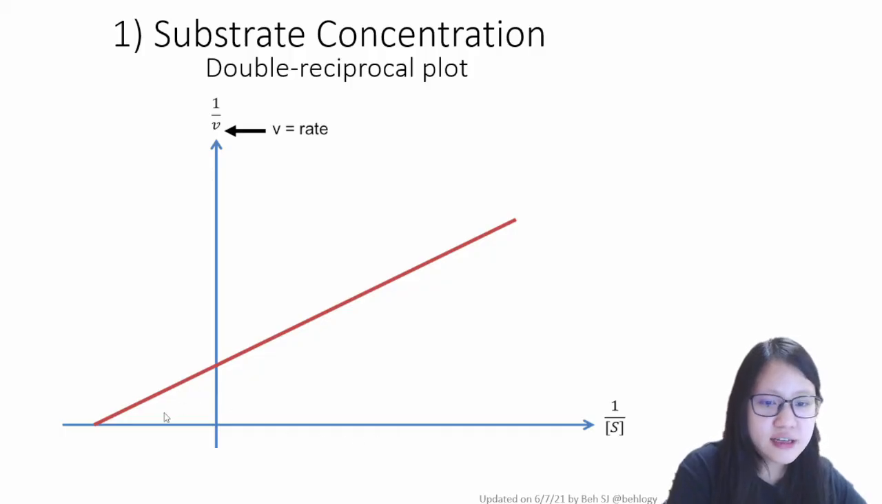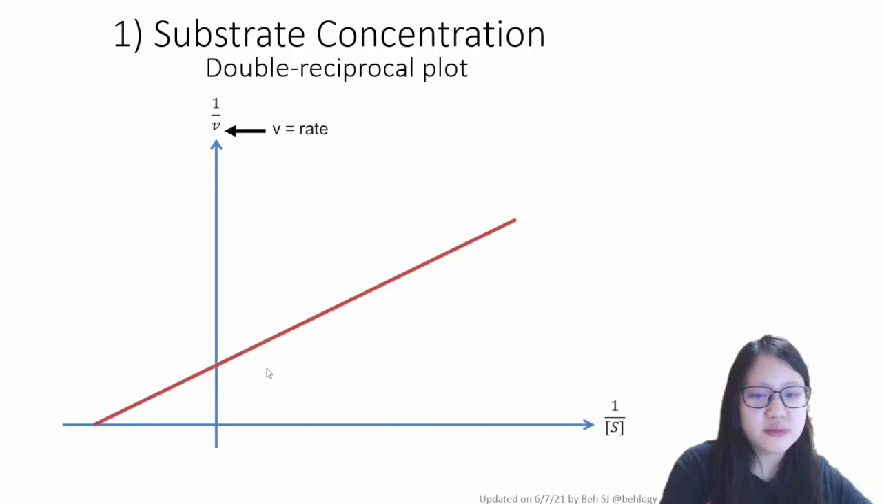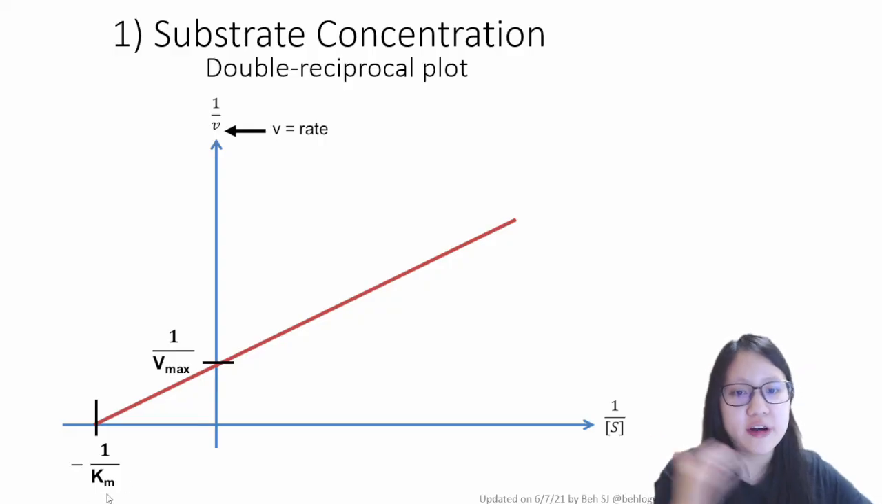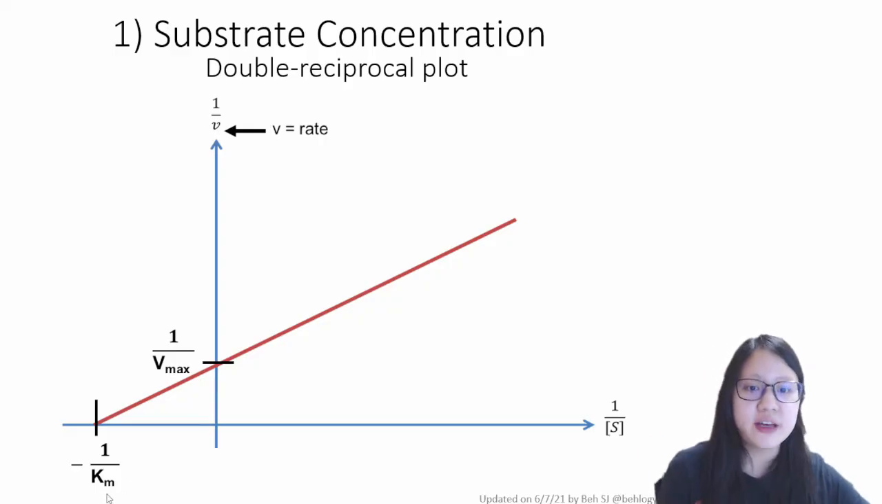Okay, so this is a simplified diagram. Again, if you didn't get any of that, how to derive it, don't worry. Just remember that in the double reciprocal plot, the y-intercept is 1 over Vmax, and the x-intercept is negative 1 over Km. You don't need to derive it, you just need to know how to use the formula. Okay, with that, we're done with substrate concentration.